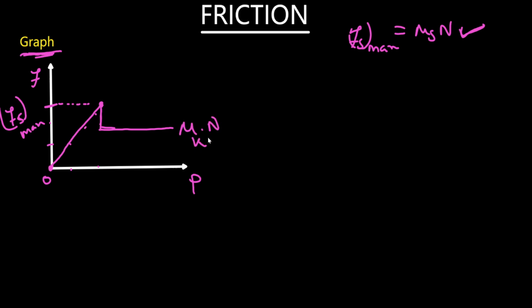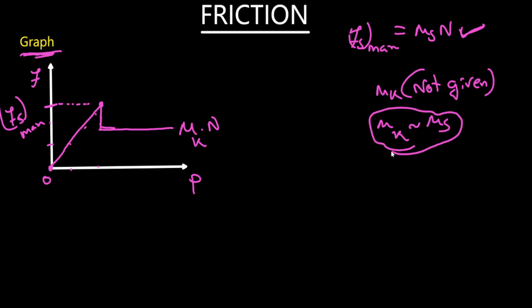That value will be equal to mu k into N. The kinetic friction coefficient will be given in the question. Otherwise, if mu k is not given, because the values of mu k and mu s are very close to each other, you can take mu k as nearly equal to mu s. So this is the amount of frictional force in the kinetic or dynamic case. Here is the static frictional force. This is the friction variation. This point is Fs maximum, that is mu s into N. I think you got how the graph is drawn.